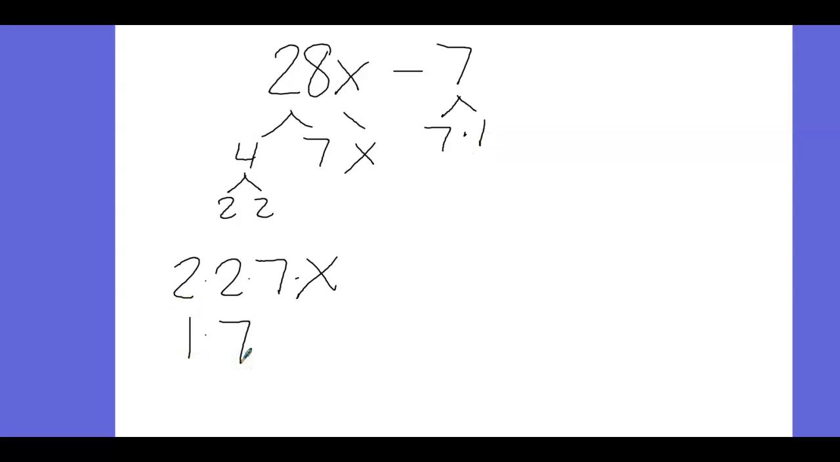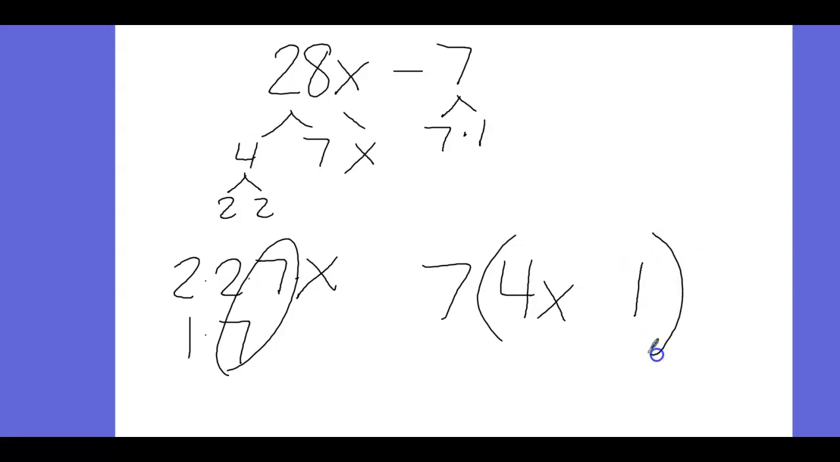What do I have in common? 7. So again, that's what I'm going to pull outside of my parentheses. What are you left with up top? 2 times 2, which is 4, and then I also have an x. What am I left with on the bottom? I have a 1. What operation goes in between? Minus.